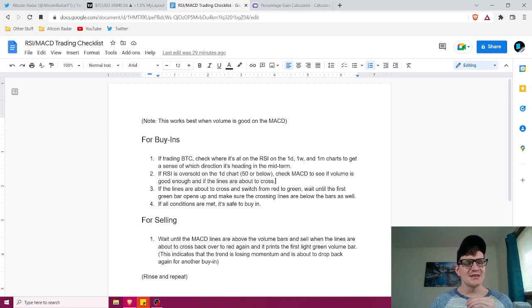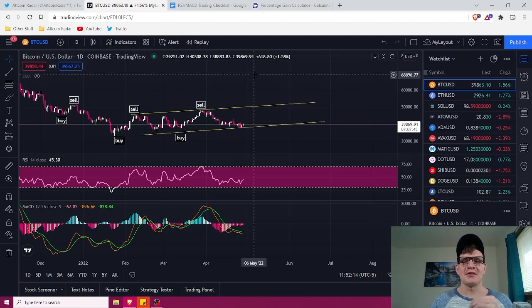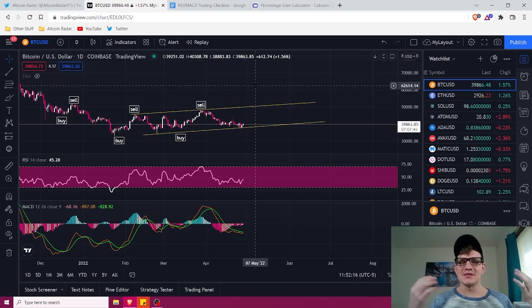So for buy-ins, the very first thing I'm doing, you guys, is since I usually trade Bitcoin, and the reason I normally trade Bitcoin is because Bitcoin always has plenty of volume, okay? I trade Bitcoin because it's always got plenty of volume and it's easy to trade. It's always easy to trade because it's got a lot of volume all the time.